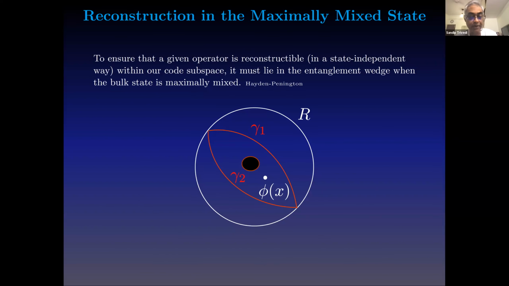Sorry, Netta, is that simply because for the maximally mixed case, gamma 2 would be as far, I mean, yeah. Even though it's the shallowest extremal surface. It's the shallowest of the, yeah. Okay. That's right. That's right.